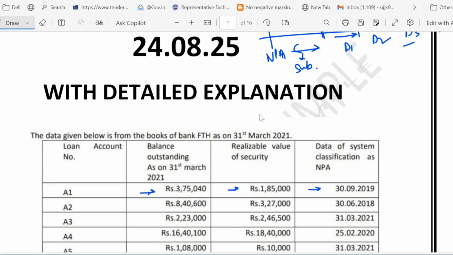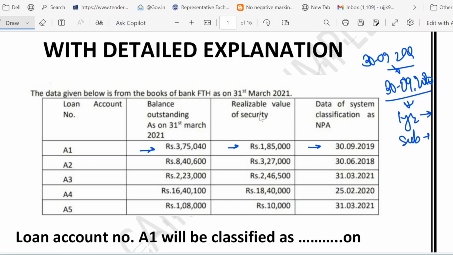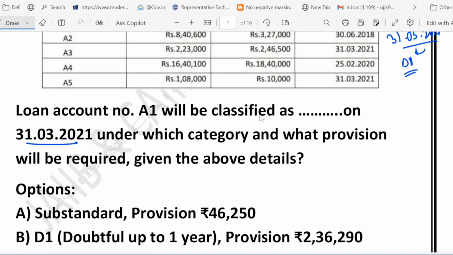Now let's look at where A1 falls. It has been NPA since 30 September 2019. By 30 September 2020, it has already completed 1 year as NPA. So it moved from substandard to doubtful. Now on 31st March 2021, it is still within the first year of doubtful, that is D1. So this way you have to think. So the first question's answer is D1. So the category is D1.